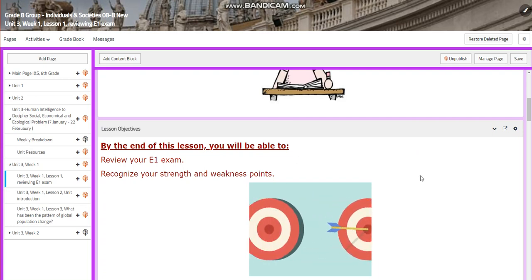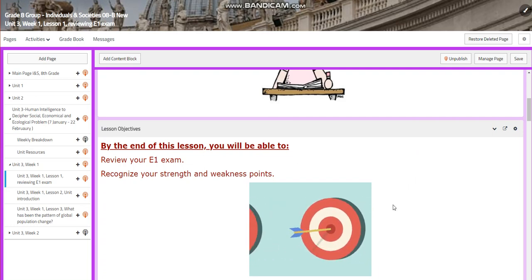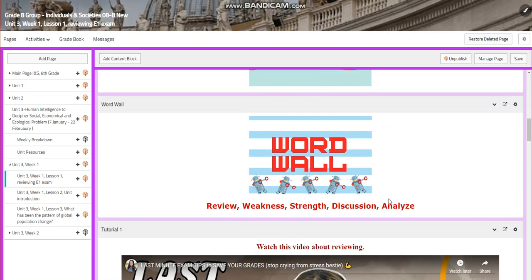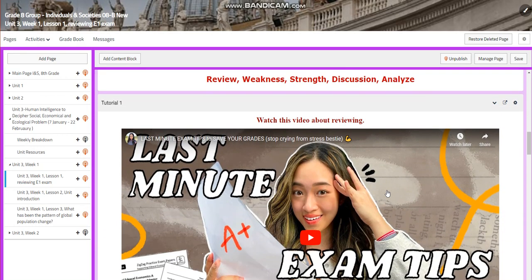First of all, during this class, you're going to review your E1 exam and recognize your strength and weakness points. The word wall is going to include review, weakness, strength, discussion, and analyze.